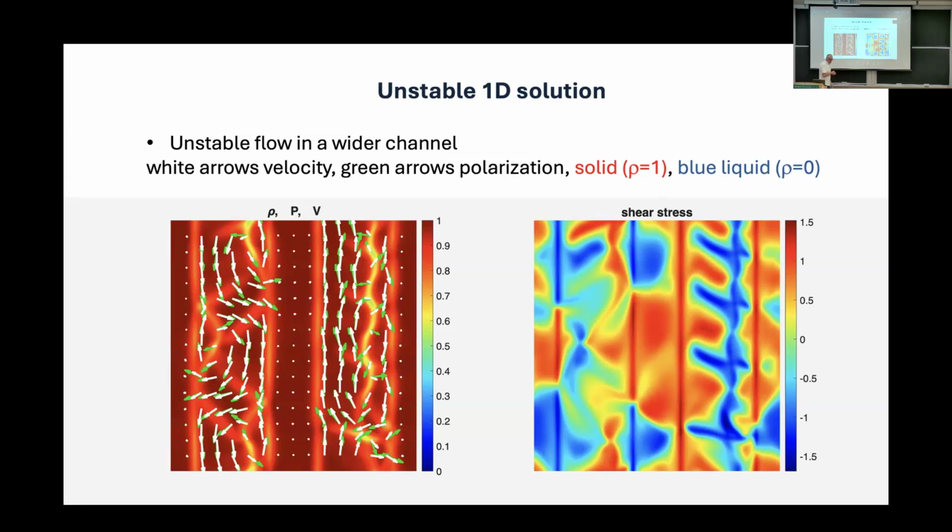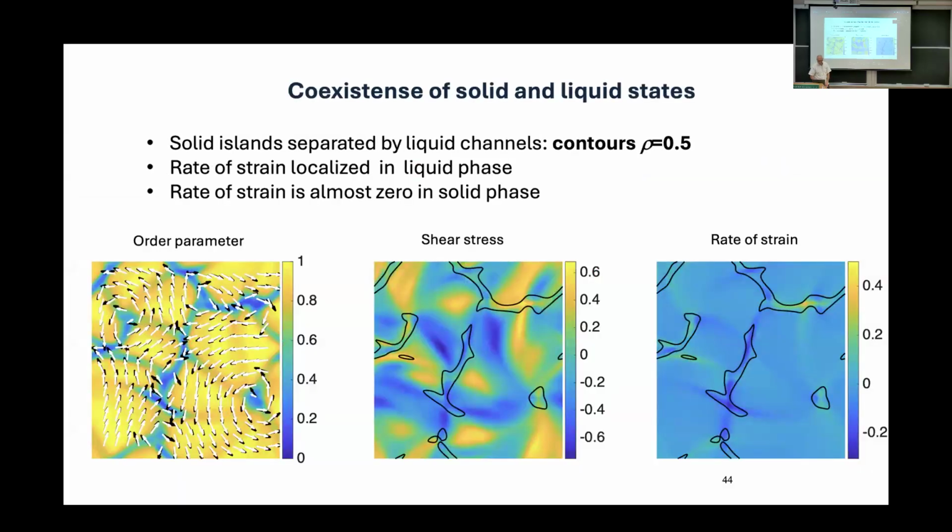Okay, so now let's see what happens in large systems. This system was confined in this channel. So now what happens if your system is large? What we observe, so this is a simulation of this relatively large system with periodic boundary conditions. Again, the white arrow shows velocity and the black arrow shows the polarization. And this bright yellow corresponds to the order parameter 1, solid, and blue to liquid. And this panel shows the shear stress and this panel shows the rate of strain.